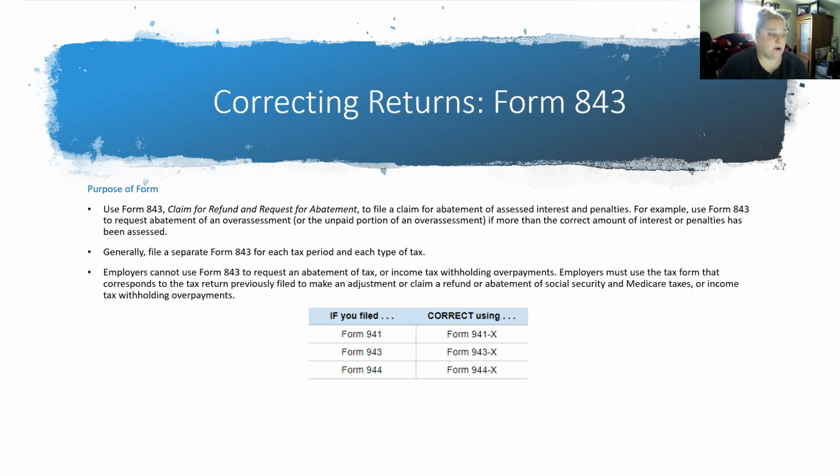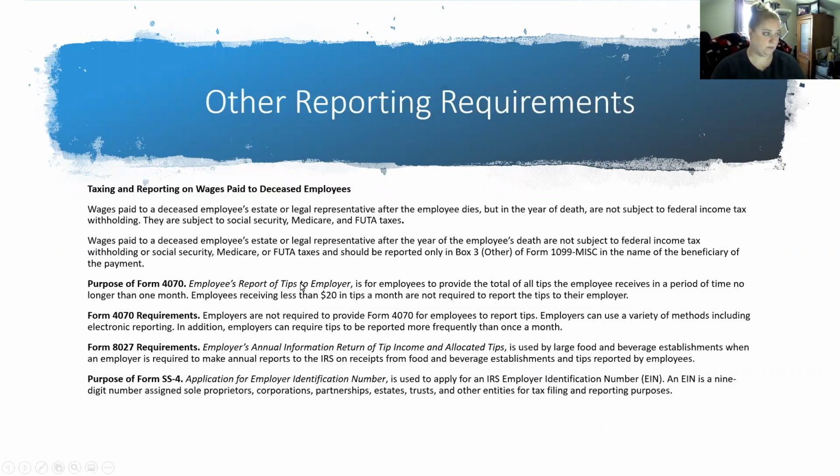Employers cannot use Form 843 to request an abatement of tax or income tax withholding overpayments. Employers must use the tax form that corresponds to the tax return previously filed to make an adjustment or claim a refund or abatement of Social Security and Medicare taxes or income tax withholding overpayments. So bottom line, if you filed a Form 941, to correct it, you're going to use a 941X. A 943, you're going to correct it using a 943X, and a 944, you're going to correct it using a 944X.